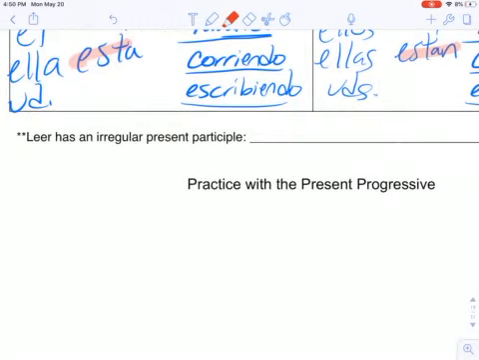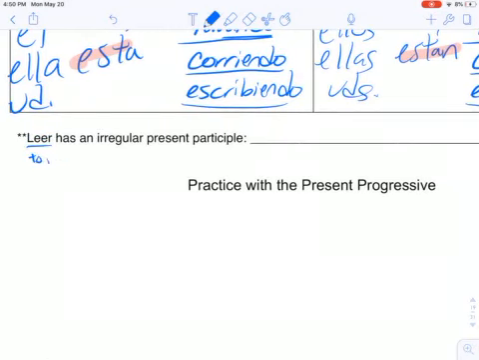And then there's one verb to take a note of, leer, which means to read. It has an irregular present participle. It ends up with a Y in it. So leyendo is the present participle of leer.